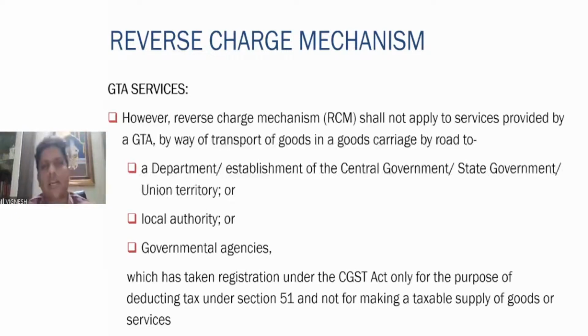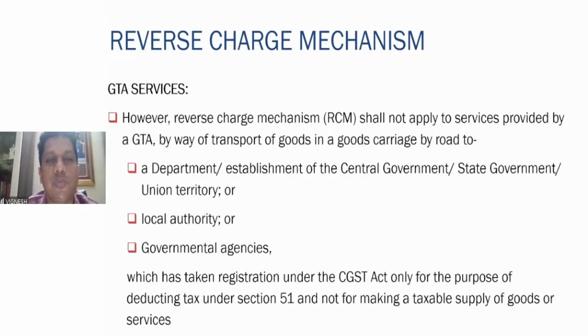So in case of a goods transport agency, two methods of taxation are given as an option to the GTA. First option, you pay a total tax of 5%. Don't claim any input tax credit. Second option, you pay total tax of 12% and claim the input tax credit. Reverse charge will trigger only if the second option is not utilized by the GTA. That is, if the 12% option is not utilized, then reverse charge will trigger. Right? In some cases, reverse charge will not apply at all.